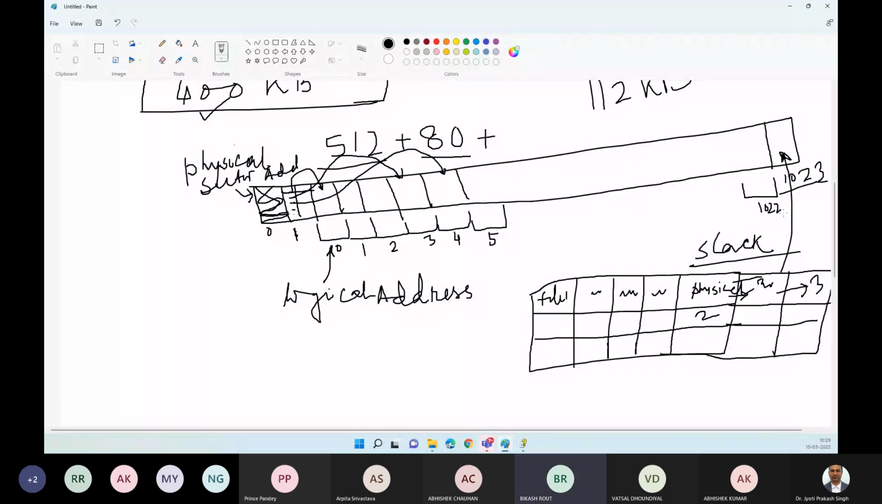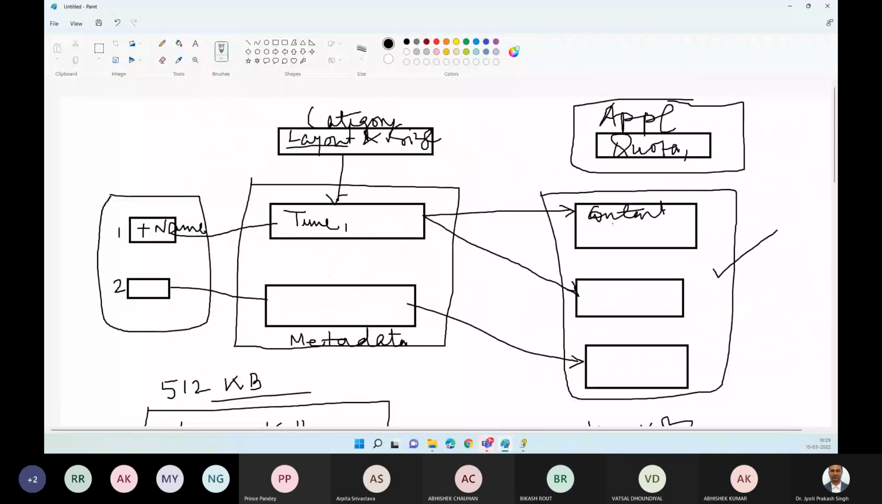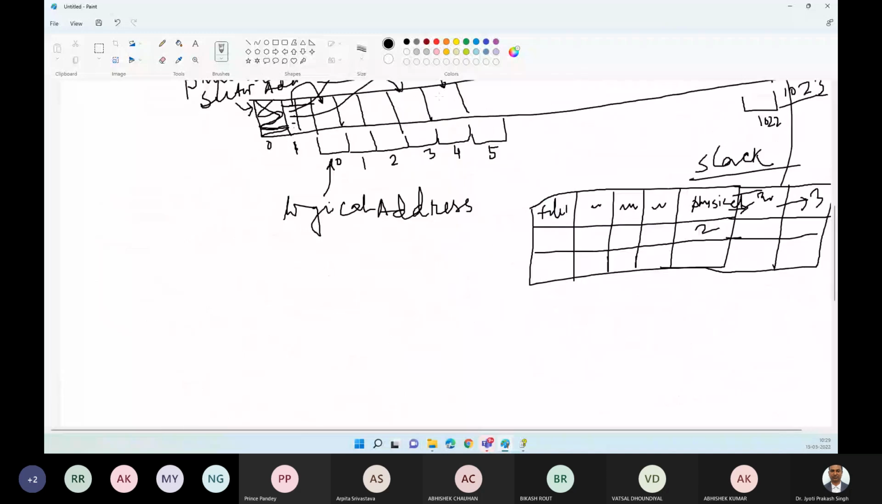One more Slack will come when we write this content. Right now we are discussing that to write a content we are taking 512 bytes. But can you guarantee that every file is going to be of 512 or a multiple of 512? No, sir. But we are reserving space in terms of that only.